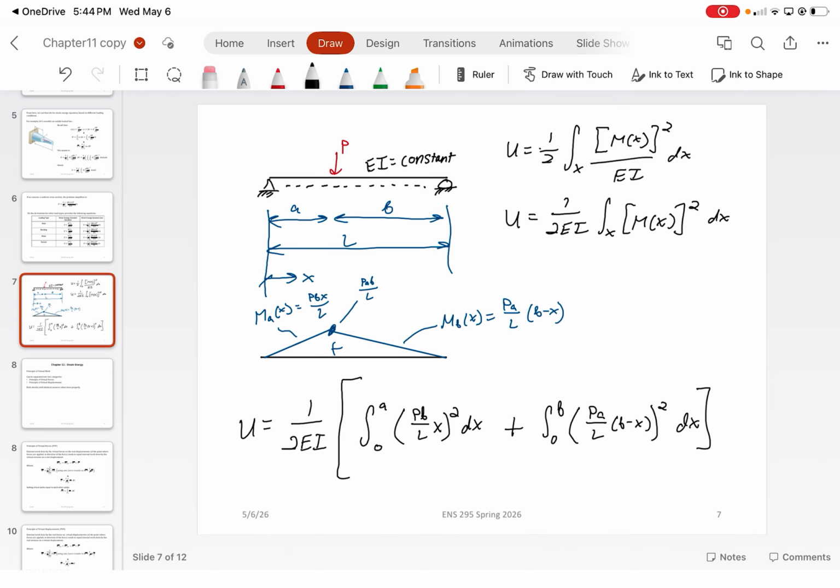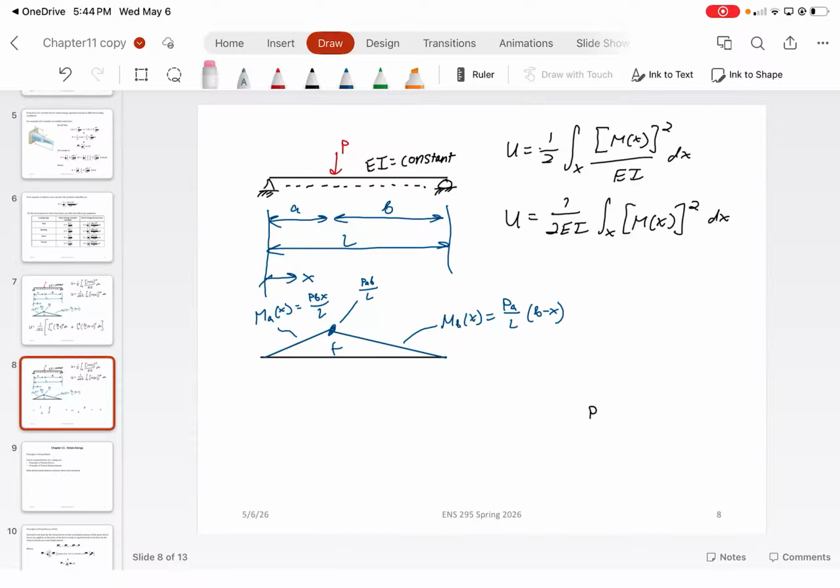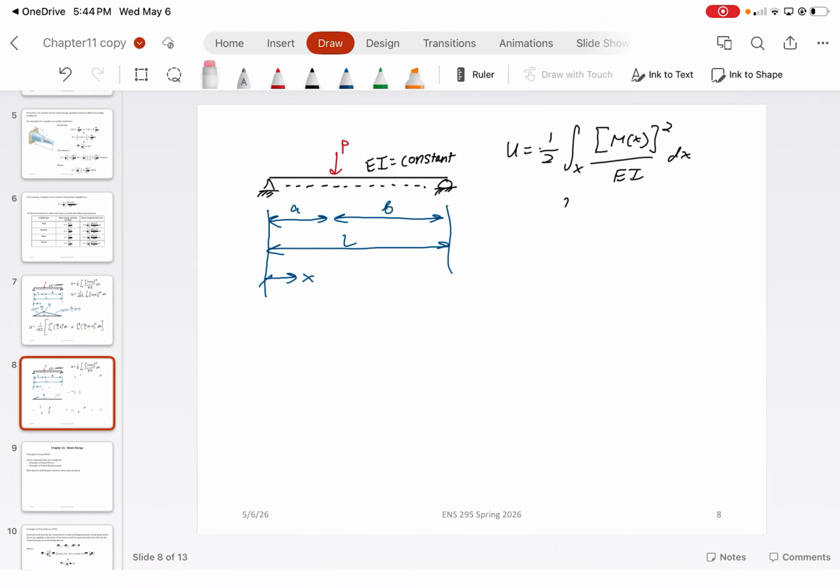Then the tricky part is just doing all the math. All right, so let me copy and paste this, and just erase all of this. So from here, we just work out the math.